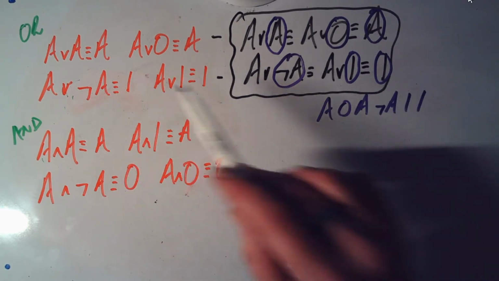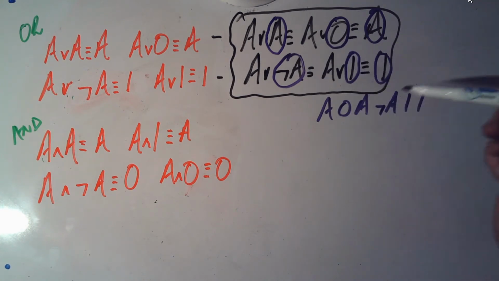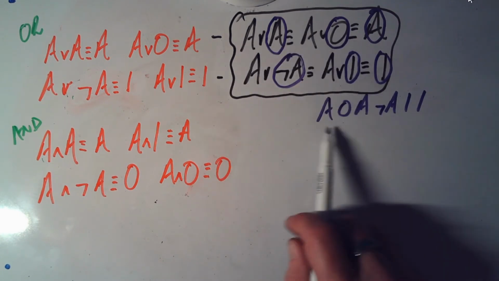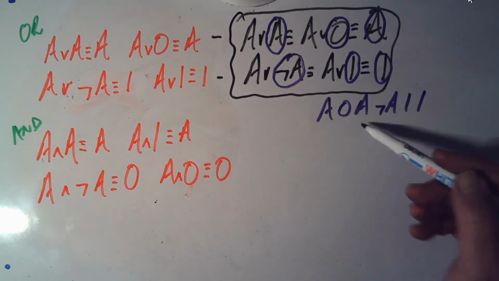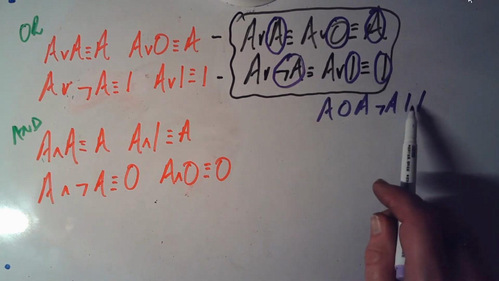And then in an exam I could just write these down very quickly on a piece of paper. A, 0, A. So we've got A or 0 equals A, that's that bit. And then we've got A or not A or 1 gives us 1.